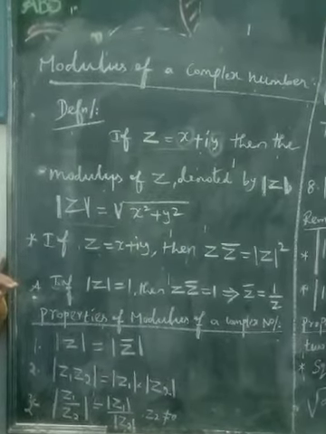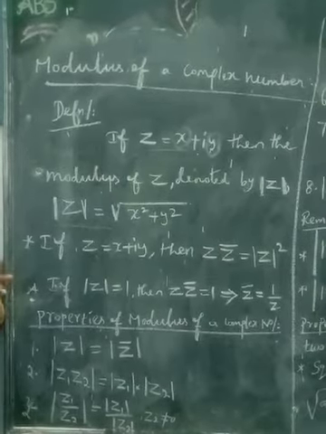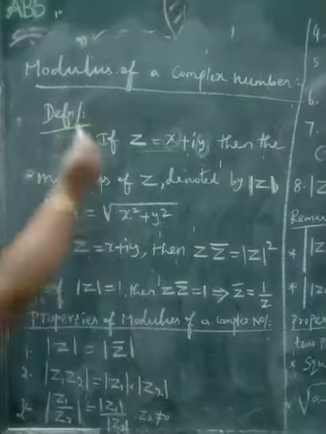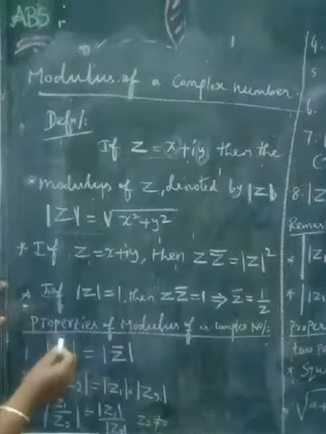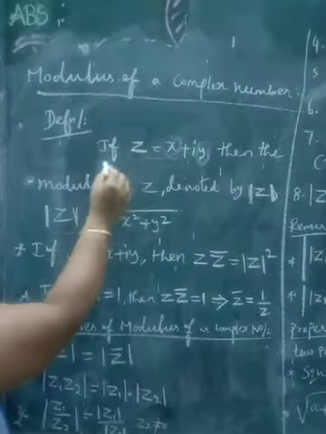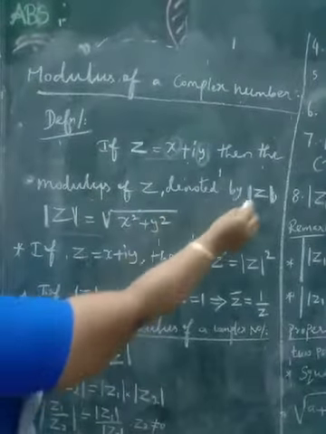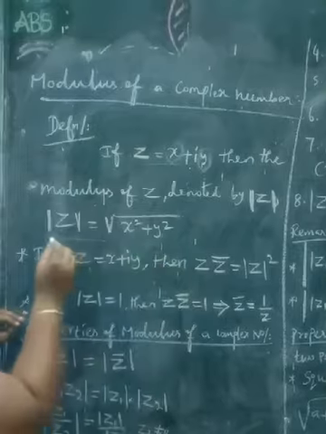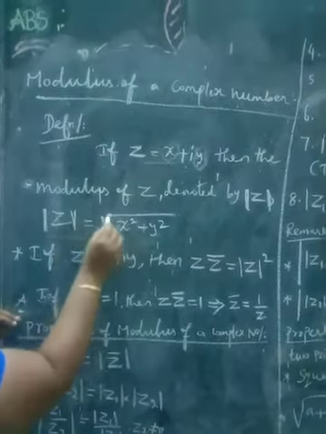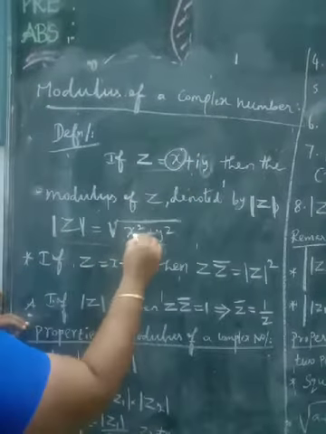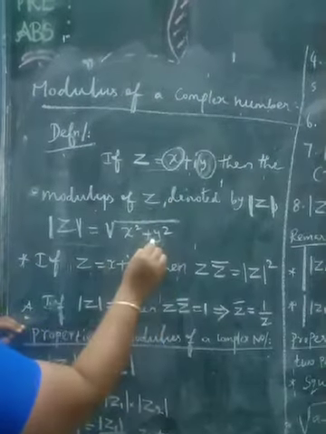Children, last class we learned the complex conjugate and its properties, and exercise 2.4. Today we are going to see the modulus of a complex number. The definition of modulus is: if z equals x plus iy, then the modulus of z is denoted by mod z, and the formula is mod z equals square root of x square plus y square, that is, real part square plus imaginary part square.